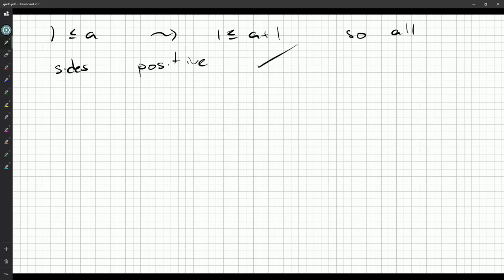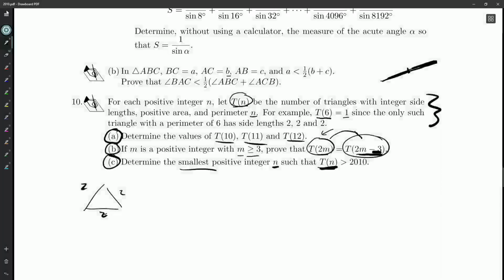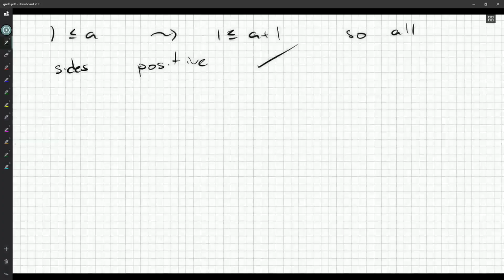To make a non-degenerate triangle, we have to satisfy the triangle inequality. They specifically, in the question, say integer sides. Integer side length, so it's got to be positive. Positive area means triangle inequality, perimeter n, so we've got each of these three things. Each of these three things has been satisfied, so we do get the right amount of triangles.